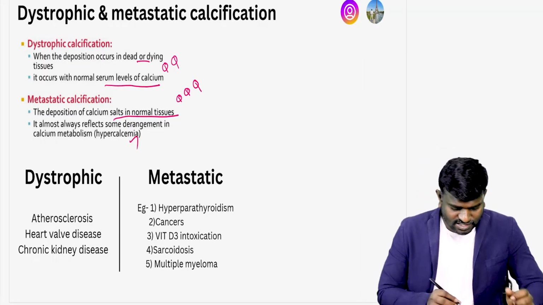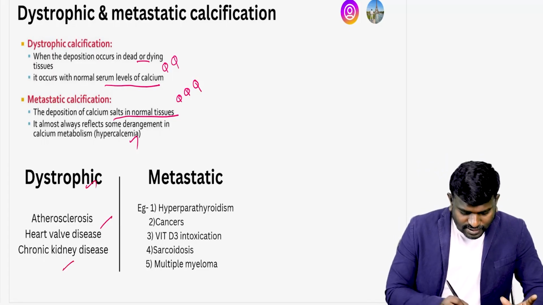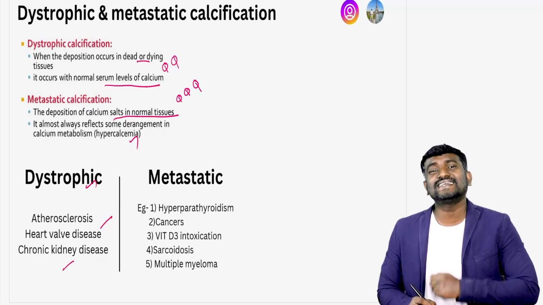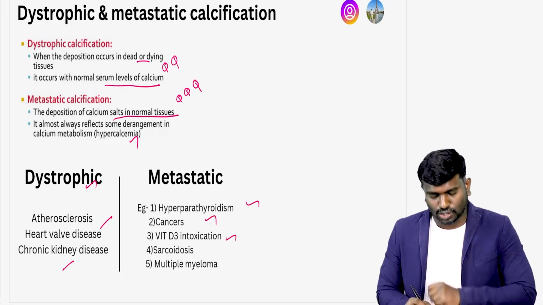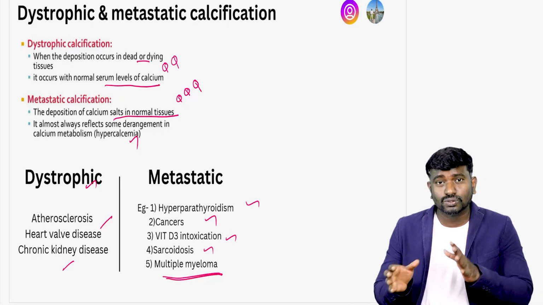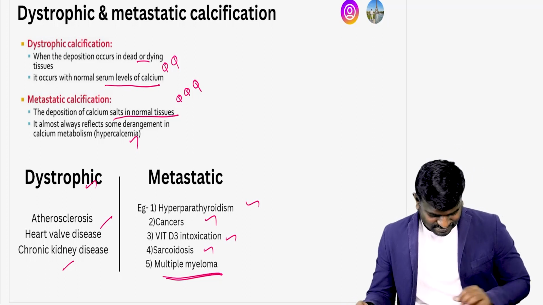What are the examples? Let's revise. Dystrophic is going to be atherosclerosis, heart valve disease, and chronic disease. Metastatic is going to be what? Hyperparathyroidism, cancers, vitamin D3 intoxication, sarcoidosis, and also multiple myeloma. Please also know the examples for dystrophic and also metastatic calcifications.